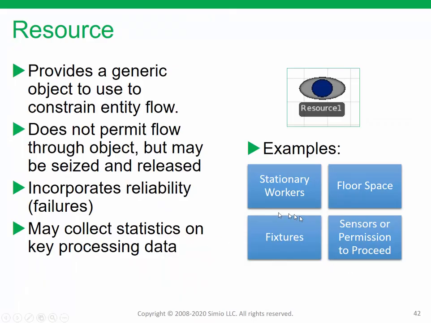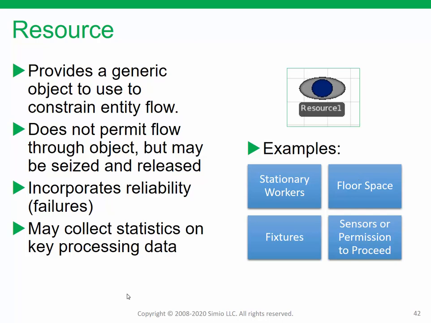So the example that we just saw was for a stationary worker, but we can also use the exact same technique to model fixtures. So maybe I have two machines and they share a fixture. It would be the exact same implementation. We can also use it to model floor space, and so basically any situation where I want to constrain entity flow, I can use a resource where I have to seize or release that resource.